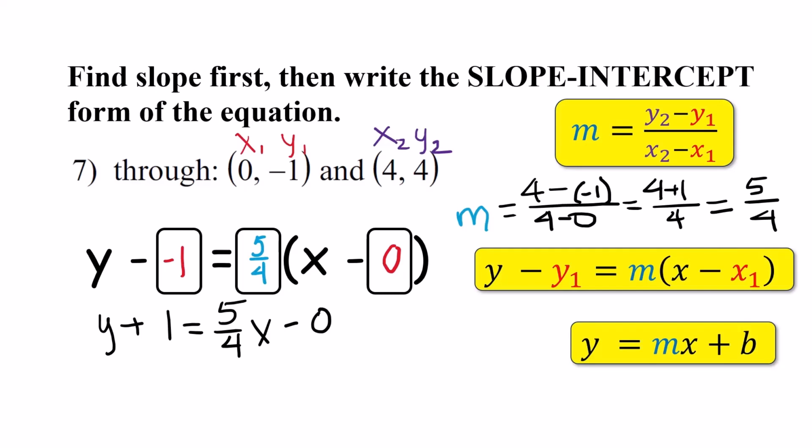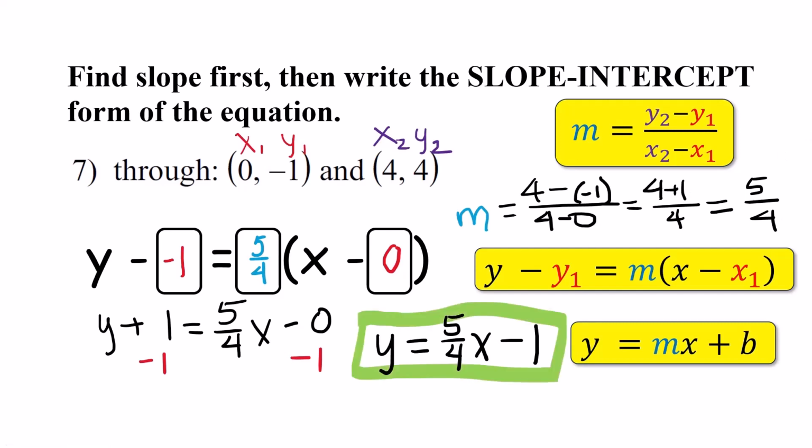Now we want to be in slope-intercept form, so I have to solve for y, so I'm going to subtract 1 from both sides. And we are done. Y equals 5/4 x minus 1. I know that says minus 0, and that's kind of weird. I just left it there as a placeholder so you'd know where to put the negative 1.